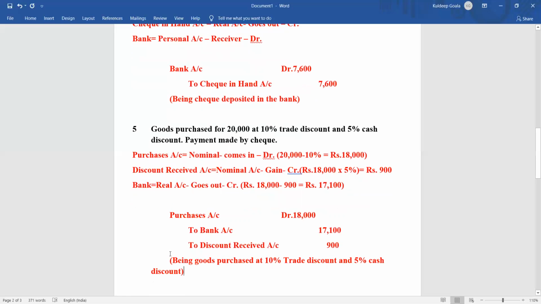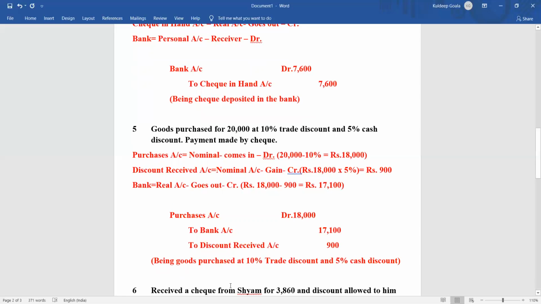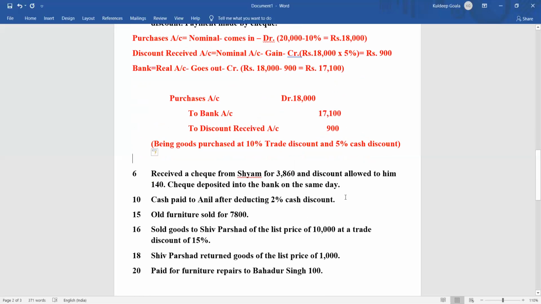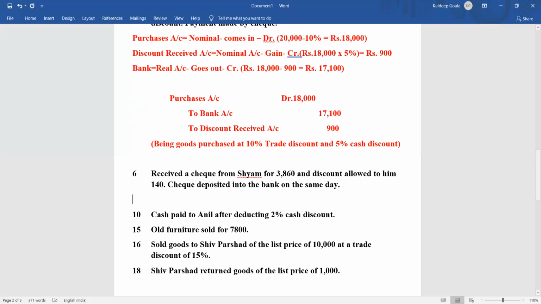I hope all of you understood this transaction. Okay, this type of sums we have already done plenty of times, but still we are just giving a recap again. Now moving to the next transaction.